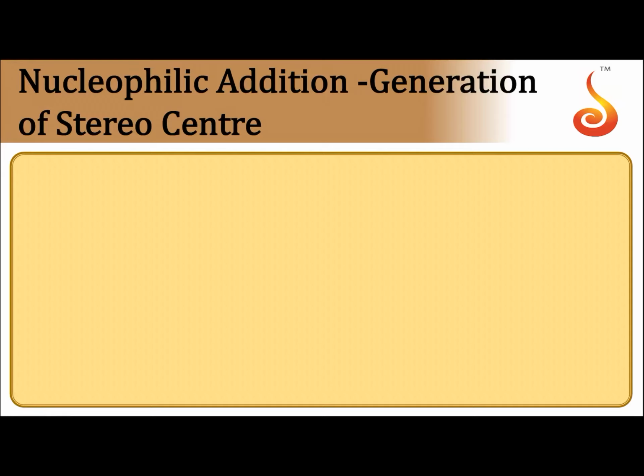What are unsymmetric ketones? The two alkyl groups should be different there. They undergo nucleophilic addition reaction resulting in the formation of a chiral center. So the product formed will always be a racemic mixture.